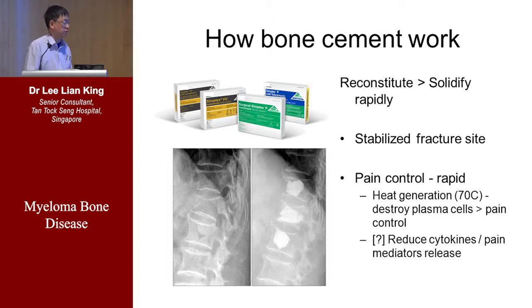It is thought that it is the heat generated when you reconstitute this sort of product, it can be quite hot. So when you inject this hot material in there, the heat generated actually destroys the plasma cells. Once you destroy the plasma cells, you affect all the chemicals released by these cells, thereby you get less pain. So often patients get pain control within the next 1-2 days and are up and about already.